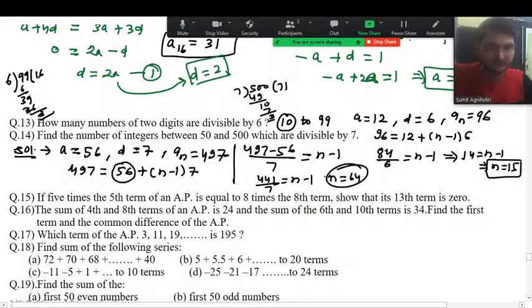Wait, is n equal to 63, or n minus 1? n minus 1 is 63. That's why n is 64. So is 63 equal to n minus 1? Oh, okay, yeah.